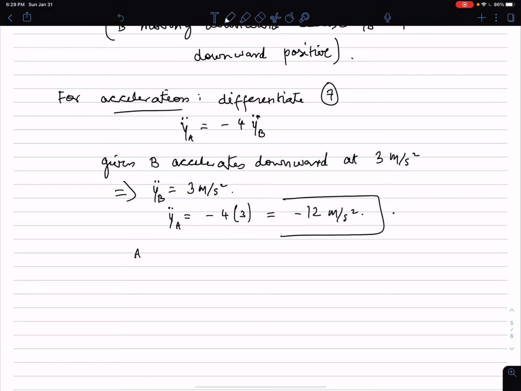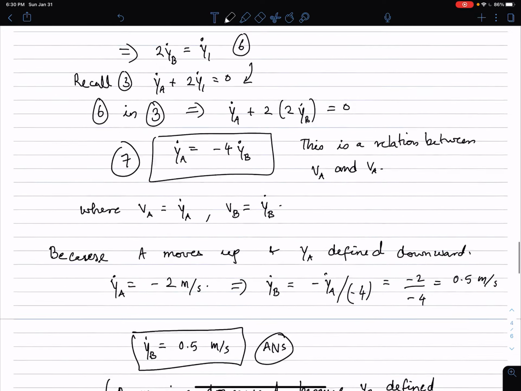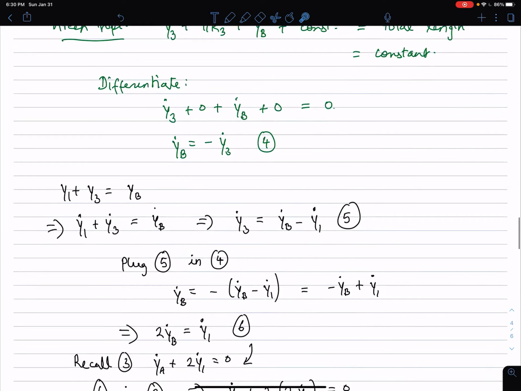But this is the answer, by the way, and A accelerating upward at 12 meters per second square. Okay, so that's the problem. That's the solution to the problem.